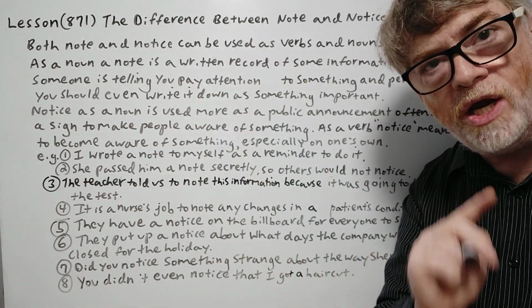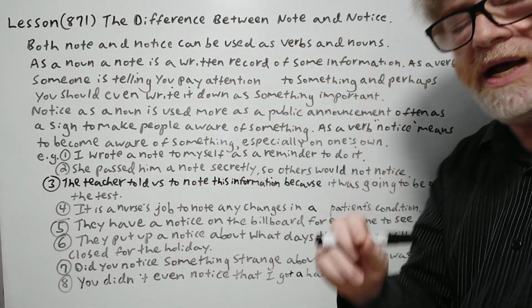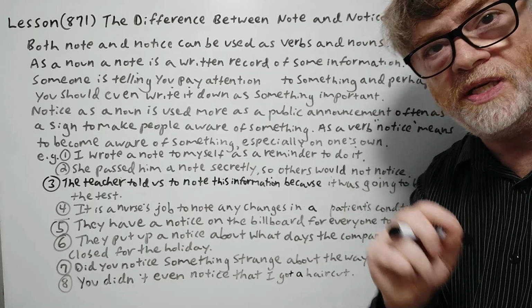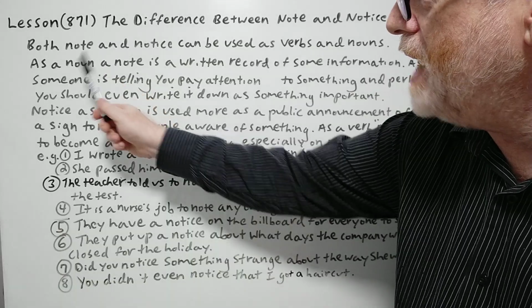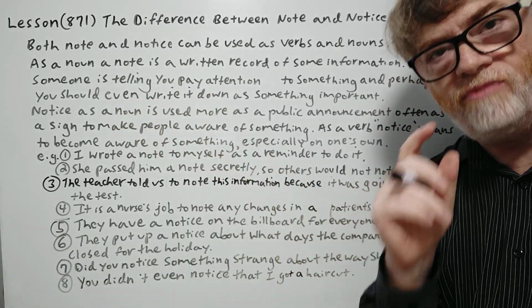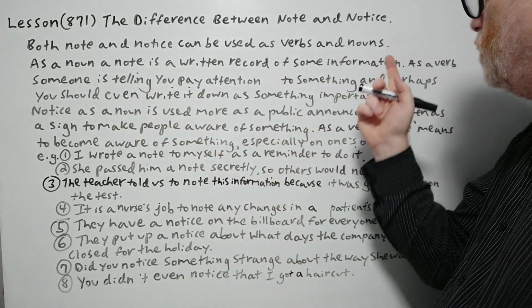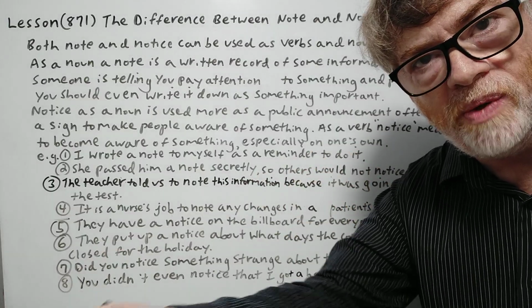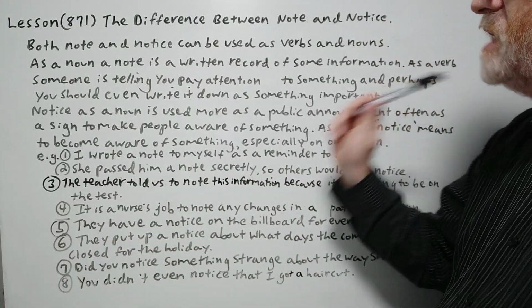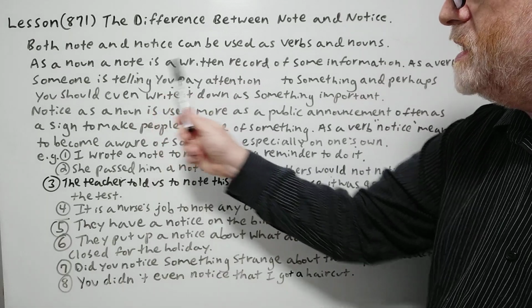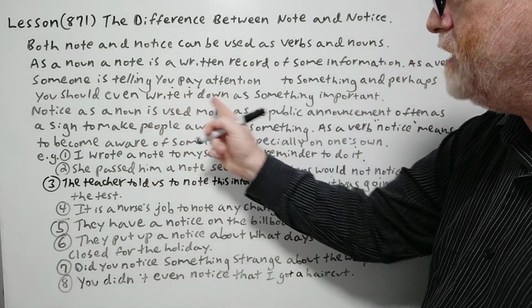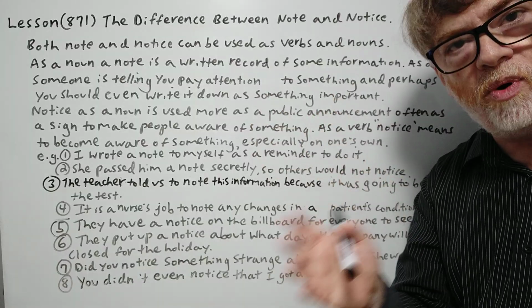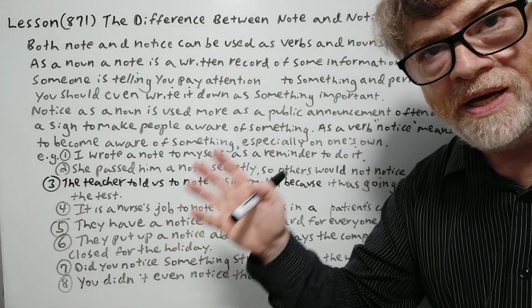Both note and notice can be used as verbs and nouns, and there are some subtle differences between them. Let's go on. As a noun, a note is a written record of some information, especially given to an individual person. As a verb, someone is telling you to pay attention to something, and perhaps you should even write it down as something important, to focus on this for some reason.